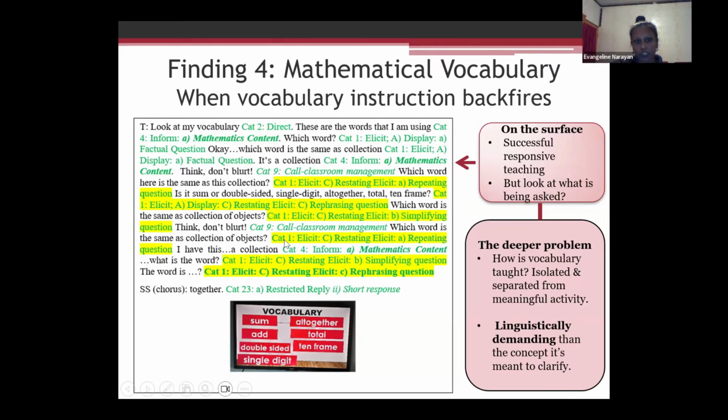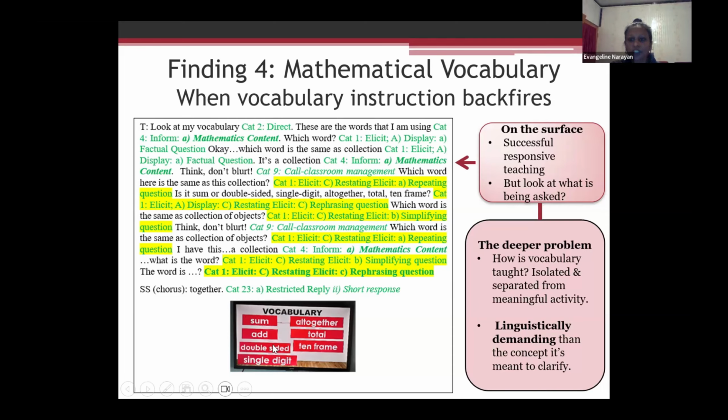However, the teacher does not get an immediate response. The teacher has to modify her question 7 times, actually. So the teacher repeats the question, rephrases the question, simplifies the question, repeats the question, and then simplifies, and then again rephrases the question, only to get a choral response from the students.